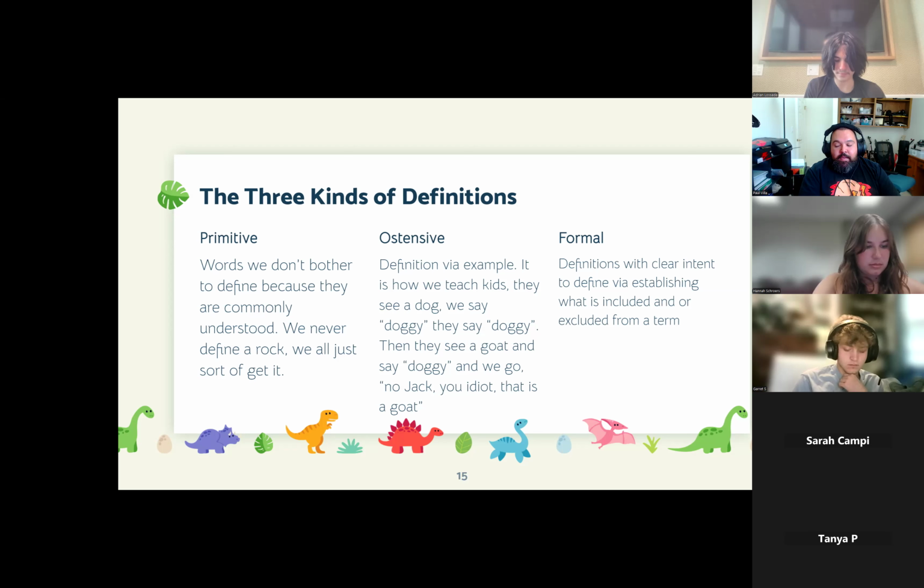Ostensive can be paired with reasonability analysis, right? But this is part of this category of things. Same thing with primitive. Okay.